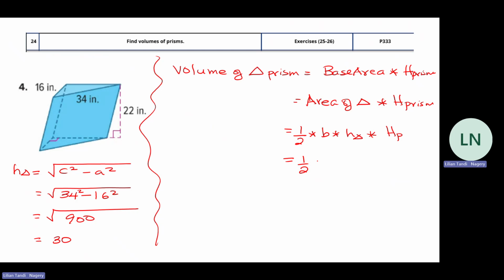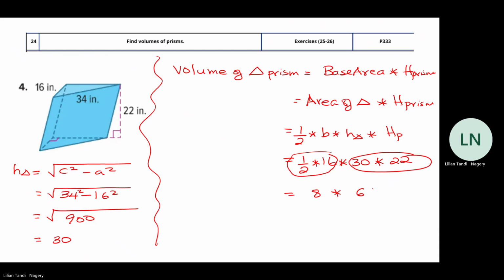Now, this is half. The base of the triangle is 16. The height of the triangle is 30. And the height of the prism is 22. This gives me 8. This gives me 660. And this will give me 5,280 cubic centimeters. And I box my answer.